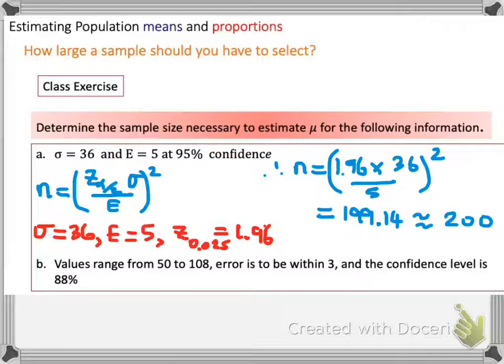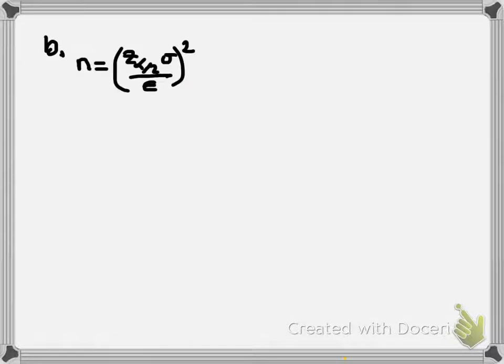Let's look at another example. You have values that range from 50 to 108. The error is to be within 3, and the confidence level is 88%. Again, you are trying to determine the sample size necessary. Our n is as shown: the formula for n is Z sub alpha over 2 times sigma divided by E, everything squared. We know that sigma, the population standard deviation, we can estimate as 1/4 times the range. The question told us what the range is.